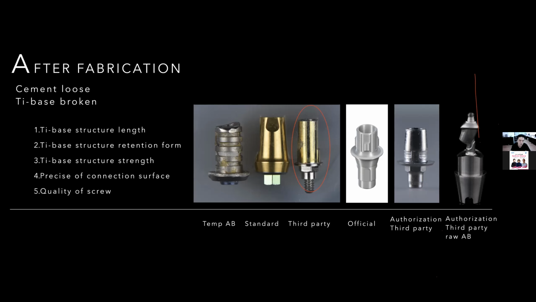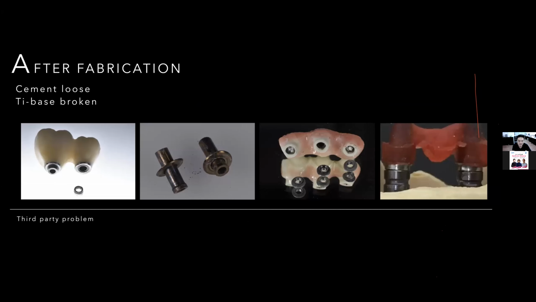So I said, if you want to create a Ti-base bonded zirconia abutment, you must think about your structure length, about the retention. The second is your structure strength. Some third-party Ti-bases are too thin or too weak, and they will break easily. Then there is the precision of the connecting surface with the fixture interface. This is very important. And finally is the screw quality. Don't use a lab screw because it's very dangerous. This is a third-party problem.